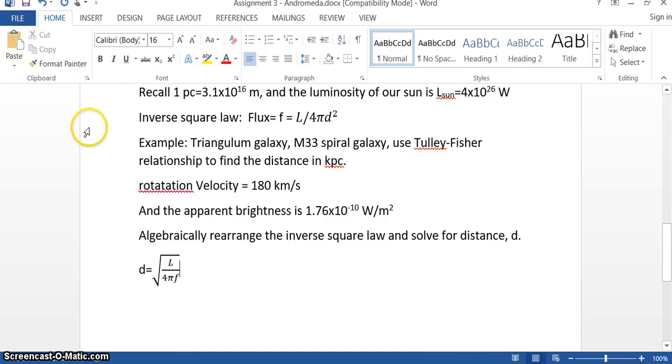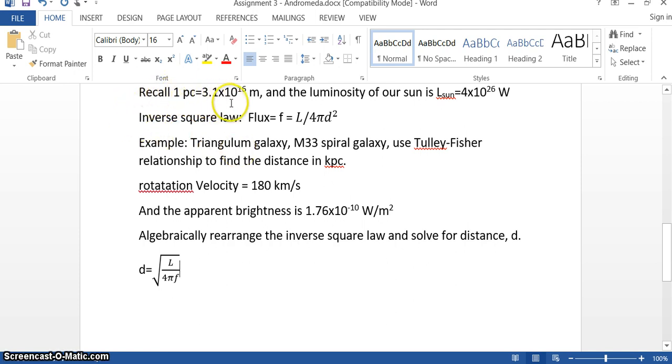All right, so I'm going to do an example of project part three. So this is the one where we're using the Tully-Fisher relationship. All right, so let's go over a couple of these things.